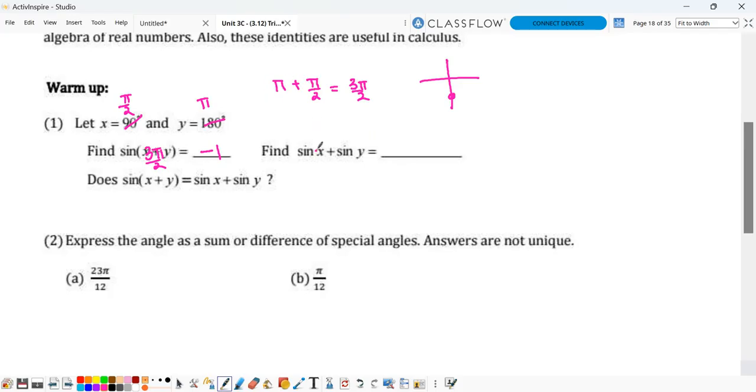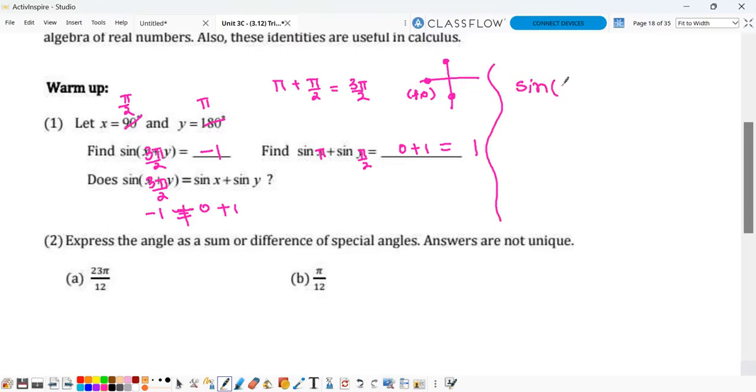So can I separate that? That's sine pi and sine pi over 2. Can I say they are the same? So clearly you can see that sine pi is 0 and sine pi over 2 is 1. So 0 plus 1 is 1. So how can sine of 3 pi over 2 be sine pi plus sine pi over 2? This is negative 1, this is 0 and 1. They are not the same.